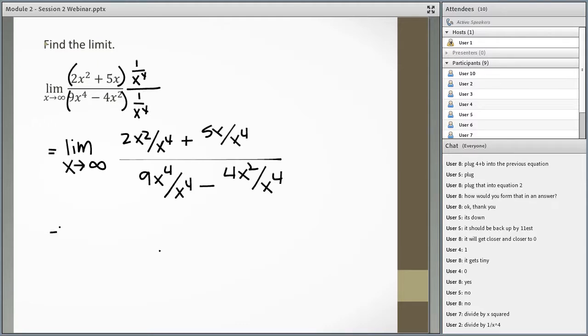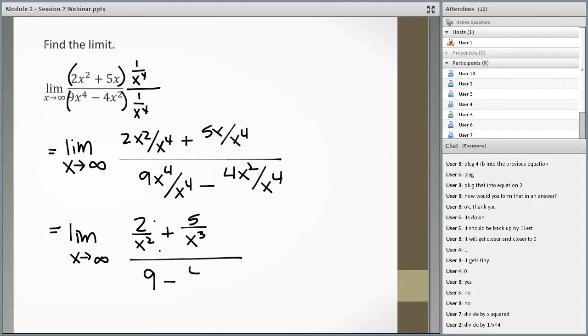And what I end up with, when I simplify, I have the limit as x approaches infinity of 2 over x squared. The x squared cancels and leaves an x squared in the denominator, plus 5 over x to the third over 9 minus 4 over x squared.